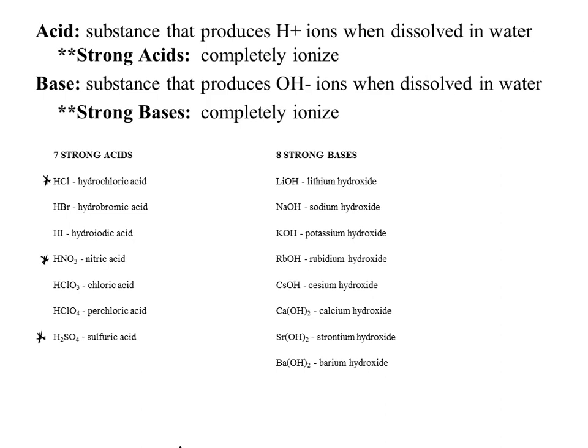Strong acids are strong electrolytes. Strong bases are strong electrolytes. Weak acids, weak bases, those are weak electrolytes. So it's a weak acid or a weak base if it's not on this list. And again, we'll talk more about that in other units, but right now you need to get to know those formulas and their properties as they pertain to solutions.